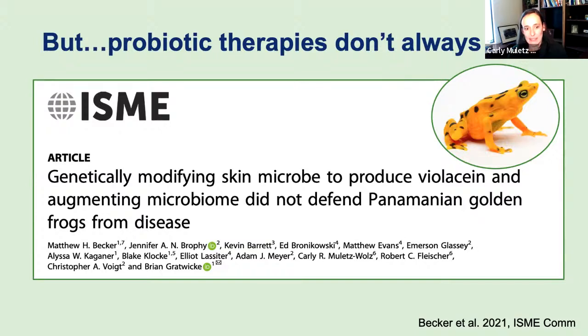In the decade that's since passed, we've done a good bit of research, including one that was just published last year that I was a collaborator on, where adding bacteria, including even trying to genetically modify skin bacteria to produce a lot of this violacein, this purple pigmented compound that can kill Bd, did not defend Panamanian golden frogs from disease. So one of these frog species that was lost from El Copé, Panama, for instance.